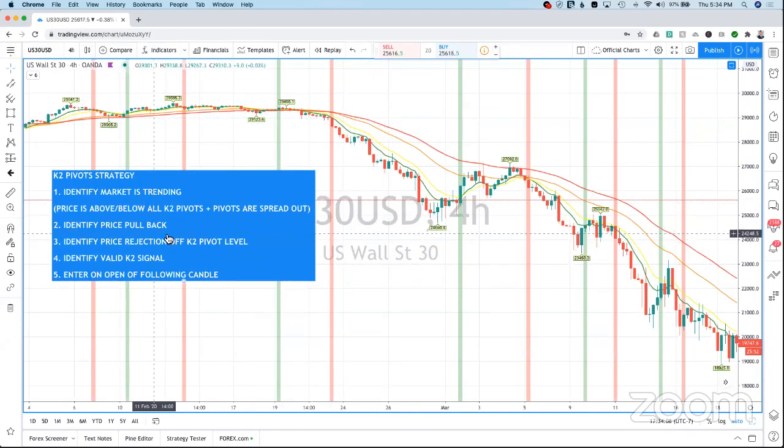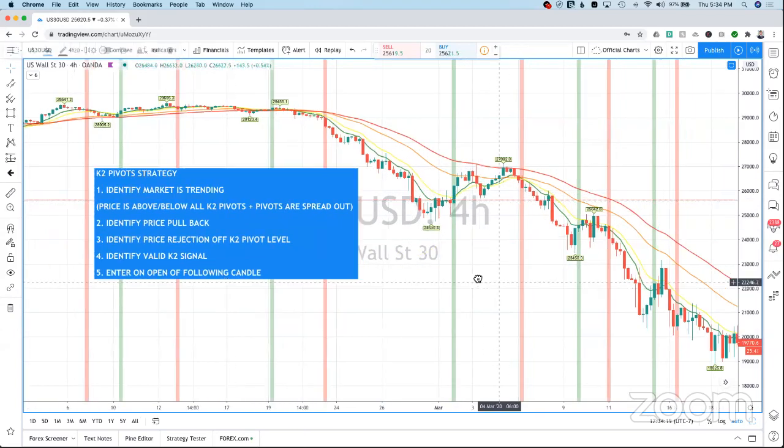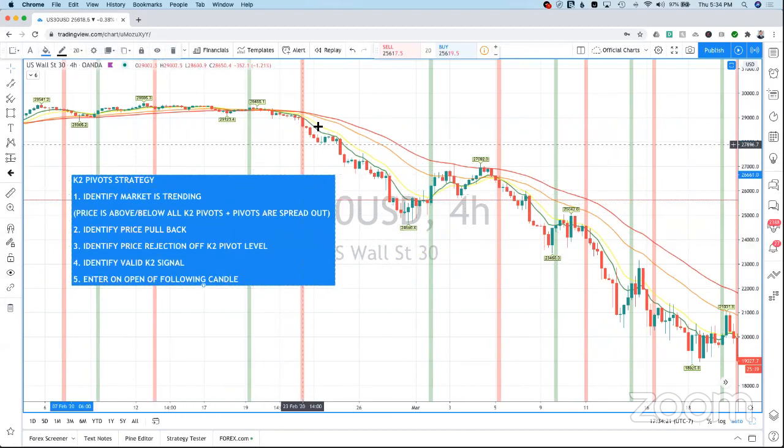Next, you want to identify a price pullback. Right here, price is trending downwards, and then price pulled back right over here, came back down, pulled back again right over here. So number one, we identified a downtrend. Number two, we identified a pullback. There's a pullback right here, came back down, corrected, pulled back again right here, and then corrected back down. So right there, we identified a pullback. First two requirements are met.